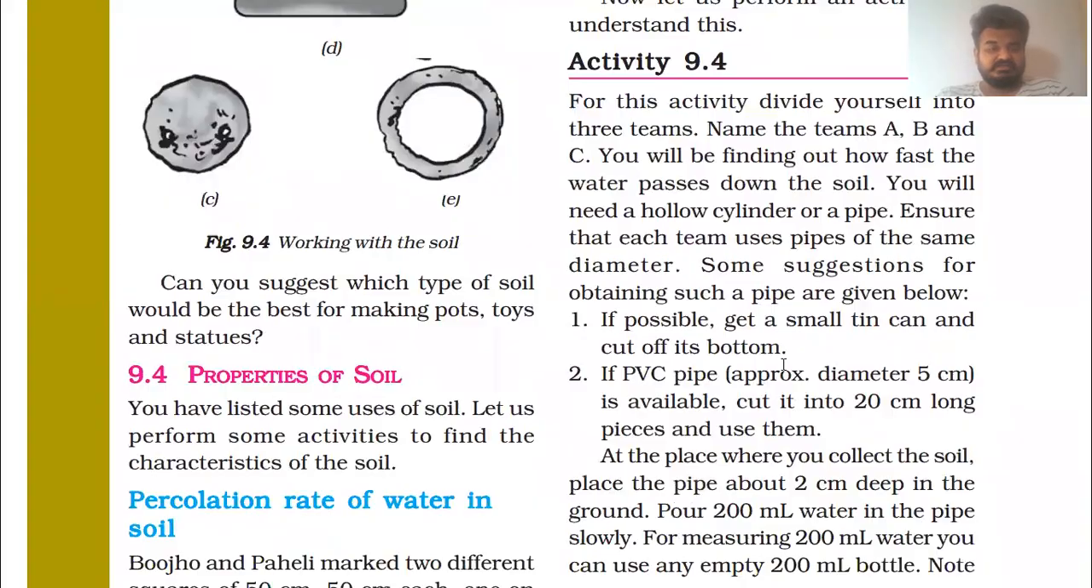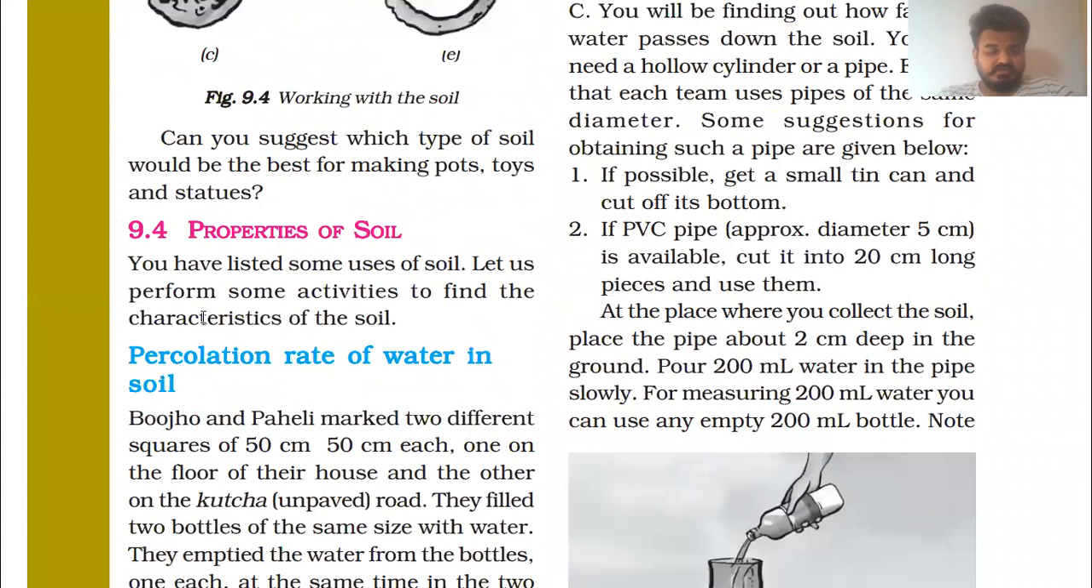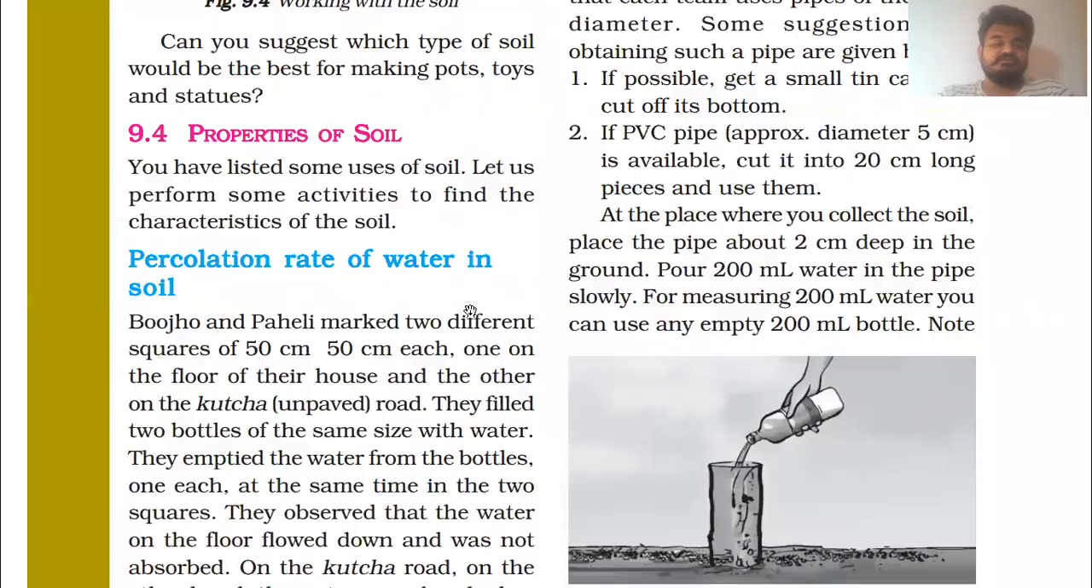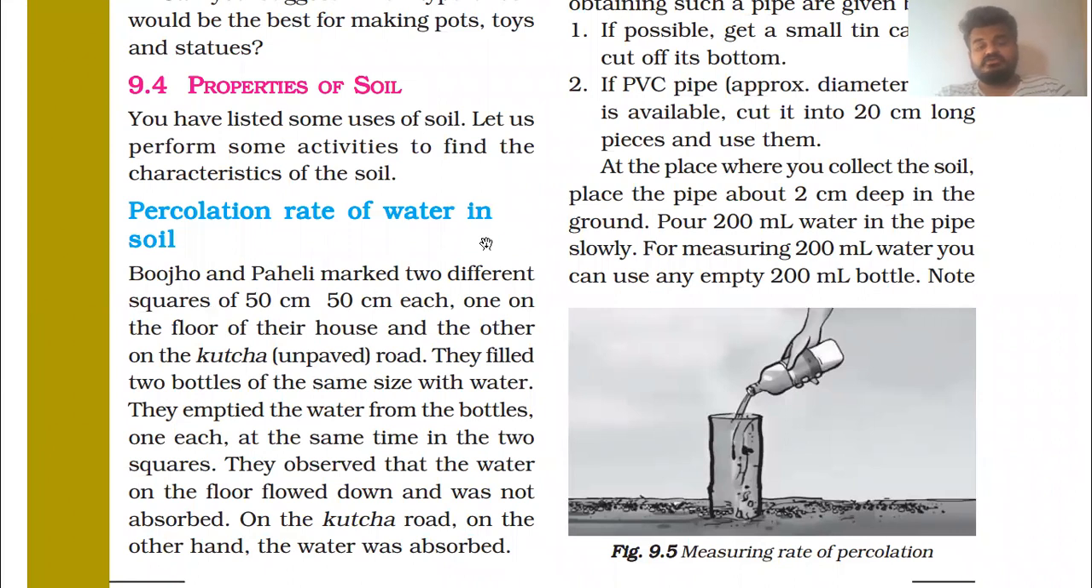So we have already discussed some uses. You have listed some uses of soil. Let us perform some activities to find the characteristics of soil. The first one is the percolation rate of water in soil. Ujo and Paheli mark two different squares of 50 centimeters by 50 centimeters each, one on the floor of their house, and the other on the kutcha, simply unpaved road. Kutcha road, so we can say outside the home, not the main road.